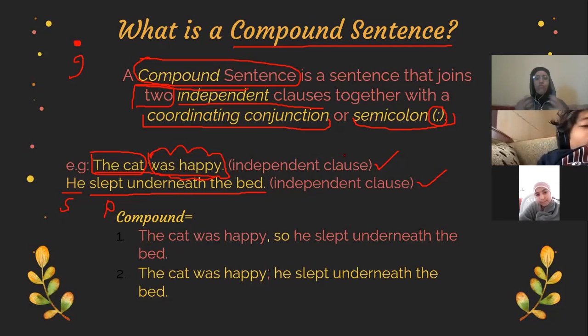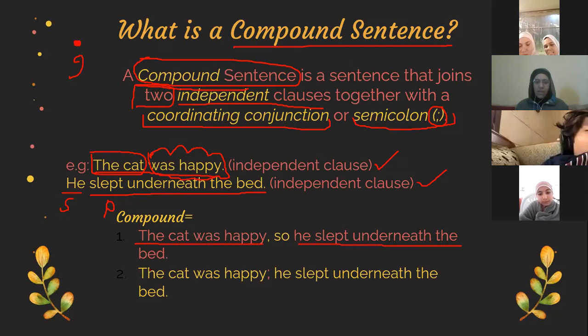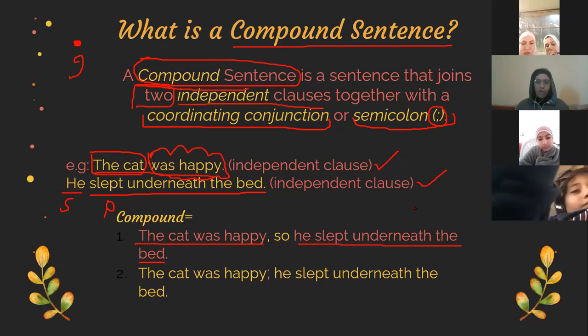Now, I'm going to join these two independent clauses and make them one compound sentence. Okay, let's see how. The first one: the cat was happy, so he slept underneath the bed. If you notice, the cat was happy is the first independent clause. He slept underneath the bed is the second independent clause. Between them, I added a comma with so. So I call it a conjunction. And I still have other coordinating conjunctions. I'm going to explain them tomorrow or after tomorrow. It depends on your schedule.